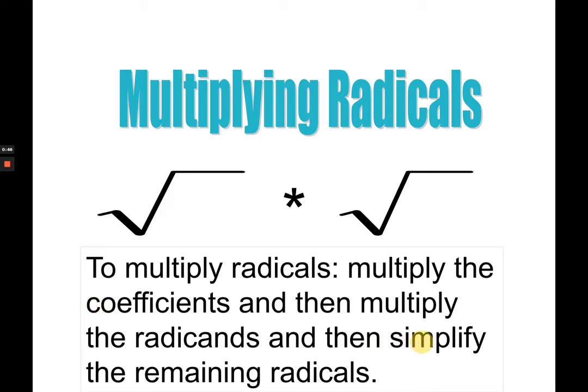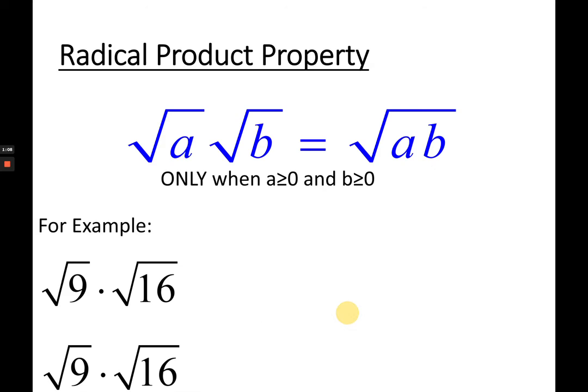And then check the value inside your radical if it is possible to simplify. It may be that it is a perfect number, or a factor of that number is a perfect number. Always refer to your power table. Let's have a review of your properties.